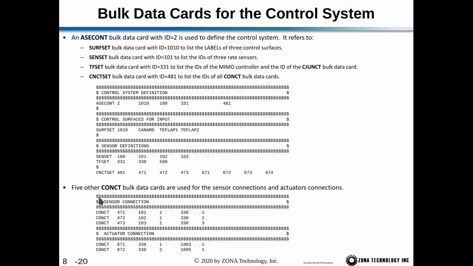And then these are the remaining fixed connections we have, which connect the 3 sensors to the MIMO SS, and then the remaining 2 outputs of the MIMO SS to the remaining 2 actuators.